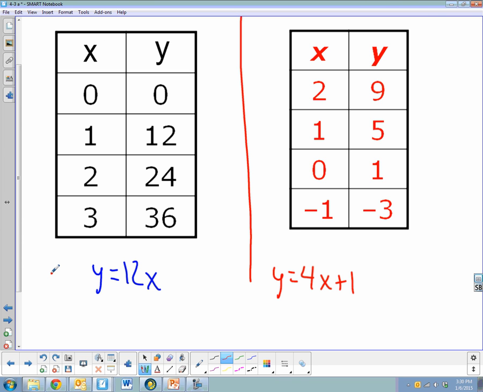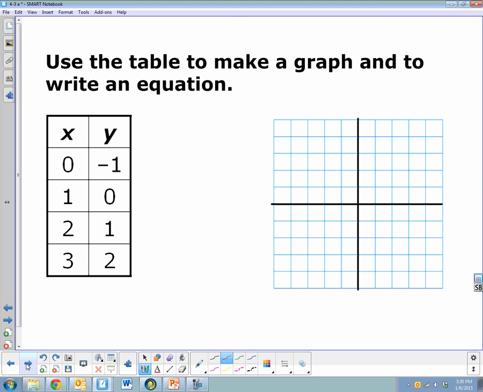If you didn't get those answers, then I want you to click on the link and go look at the explanation. Okay, use the table to make a graph and write an equation. All right, so we've got this table. We can make an equation for that table.